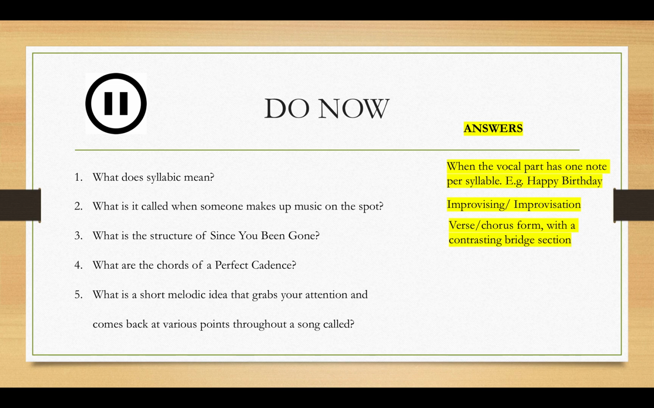And the structure of Since You've Been Gone is verse chorus form, and you can say that there's a contrasting bridge section. A perfect cadence goes from chords 5 to 1 and often comes at the end of a phrase. And a short melodic idea that grabs your attention and comes back at various points is called a hook.